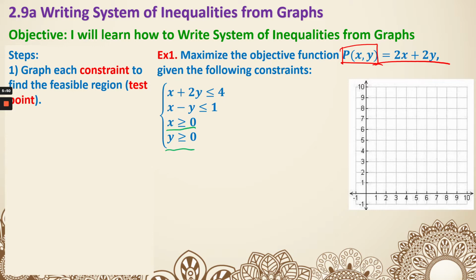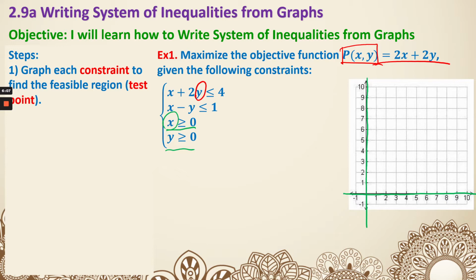X is greater than or equal to 0. Since it's x, that means we're crossing the x-axis, so the line is right here. For the other one, y is greater than or equal to 0, crossing the y-axis, so the line is right there. Next, let's deal with the top one, solve for y.